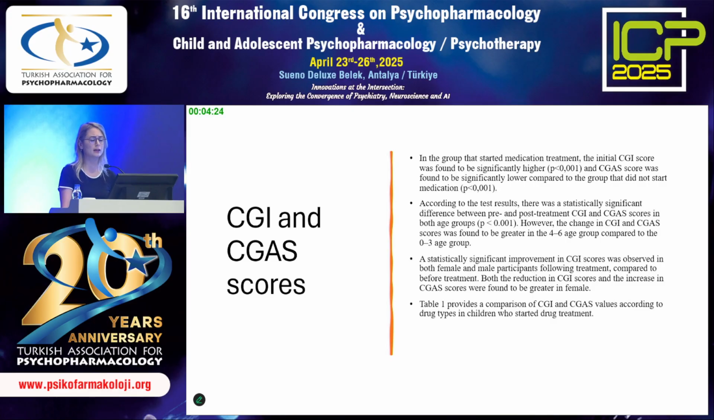In the group that started medication treatment, the initial CGI score was found to be significantly higher, and the CGAS score was found to be significantly lower compared to the group that did not start medication. According to the test results, there was a statistically significant difference between pre- and post-treatment CGI and CGAS scores in both groups. However, the change in CGI and CGAS scores was found to be greater in the 4 to 6 age group compared to the 0 to 3 age group. A statistically significant improvement in the CGI scores was observed in both female and male participants following treatment compared to before treatment.